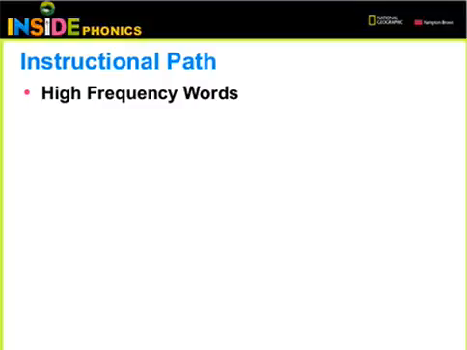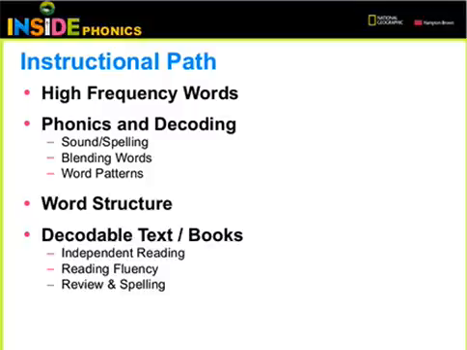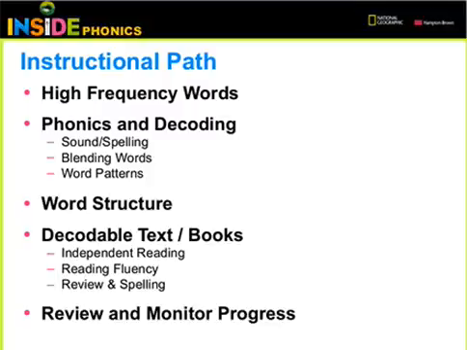As we saw in the table of contents, the path begins with high-frequency word instruction. Then students receive instruction in various phonics and decoding skills. They learn the sound, the spelling, they practice blending words, and they take a look at word patterns. We also focus on word structure. And then we put it all into practice with decodable text and books for independent reading and reading fluency practice. And as always, we review and we monitor students' progress.